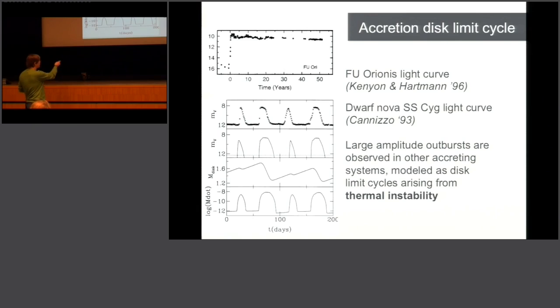And since we do a good job in reproducing these dwarf nova outbursts with that model, it seems sensible to think, well, maybe these FU Orionis outbursts, which are relatively similar in magnitude, they're much longer, but then, of course, the disks around young stars are much bigger than these dwarf nova disks, so you'd expect them to be longer. Maybe the same sort of thing is going on there.